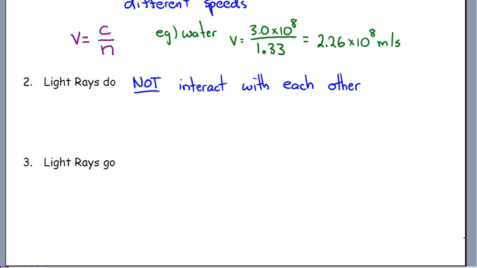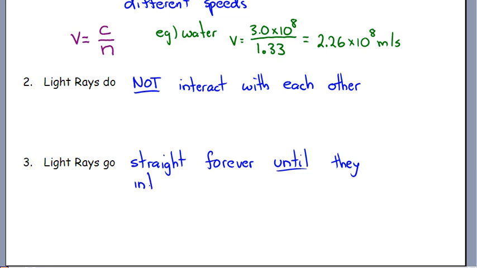Piece of knowledge number 3, light rays go straight forever. But that's not the whole story. There's more to say. They go straight forever until they interact with matter. Okay, that sounds like we need to know more information about that.